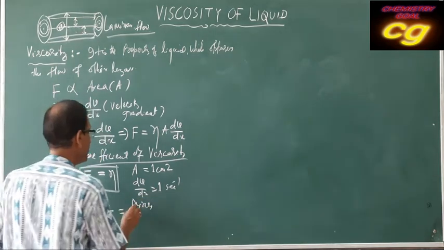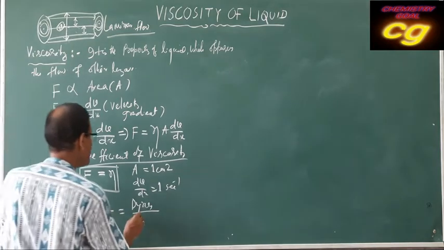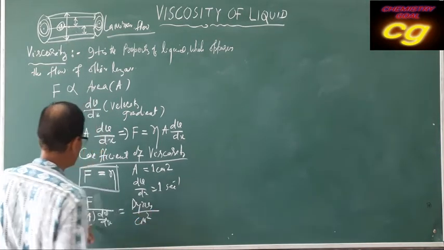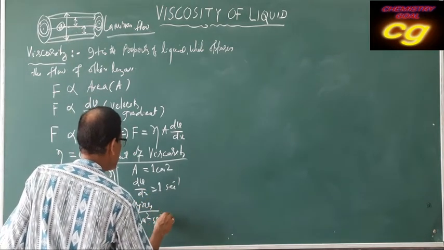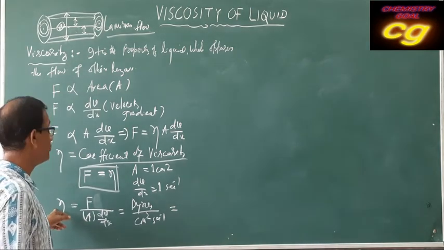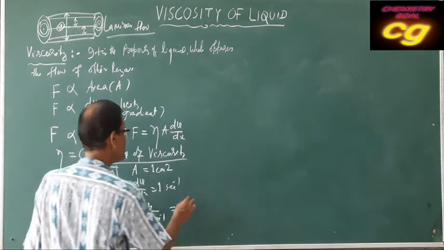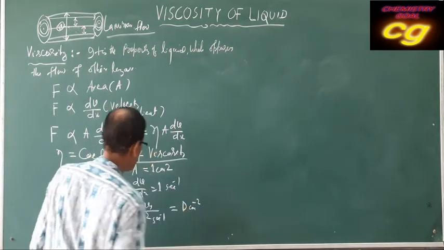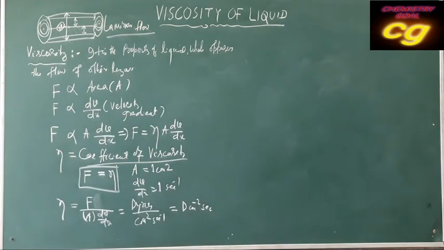Force unit is dyne, area is centimeter square, then dv by dx unit is second inverse. Then what is the unit of eta, the coefficient of viscosity? Coefficient of viscosity is equal to dyne centimeter minus 2 second. This is the unit of coefficient of viscosity.